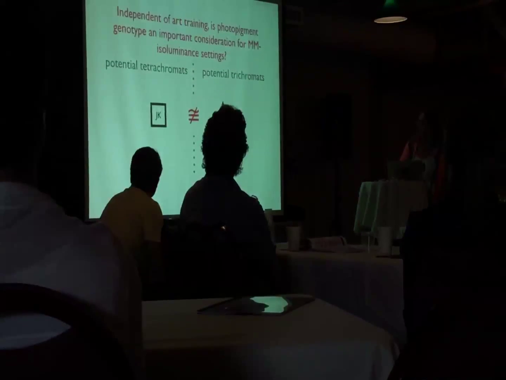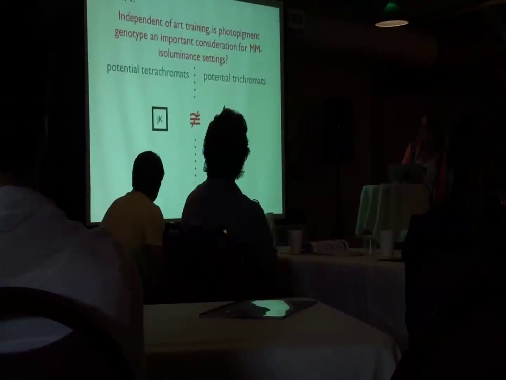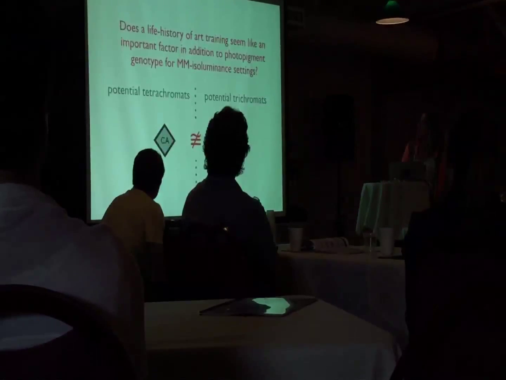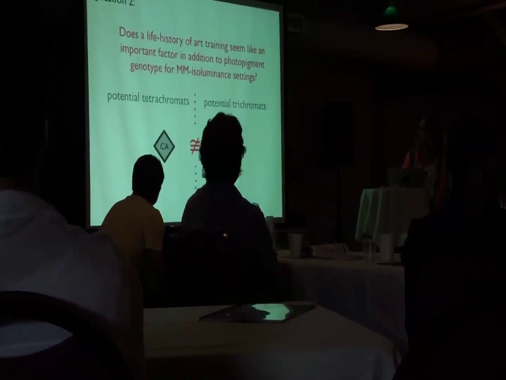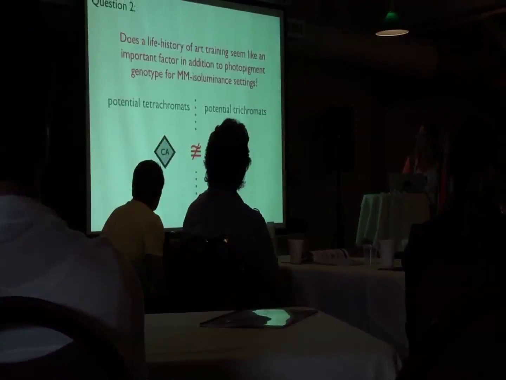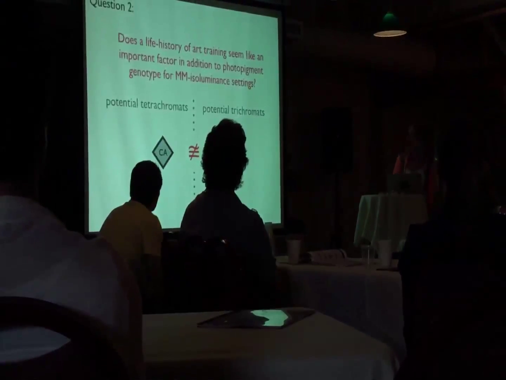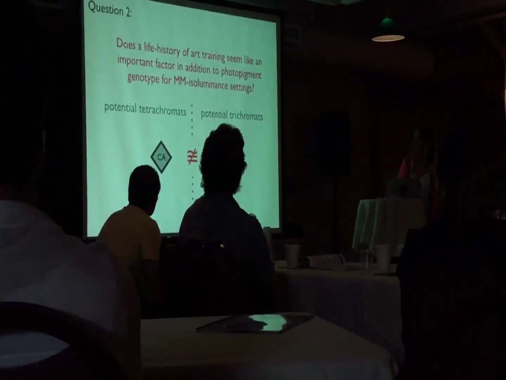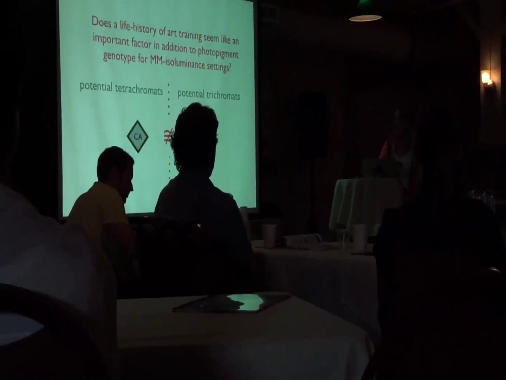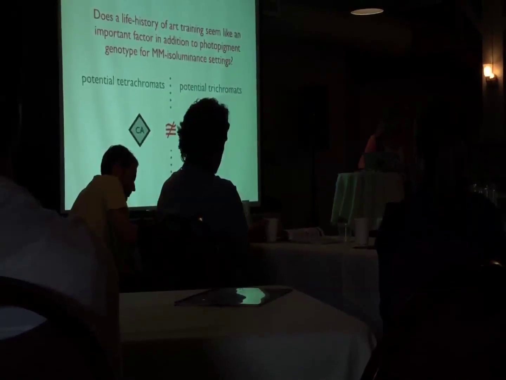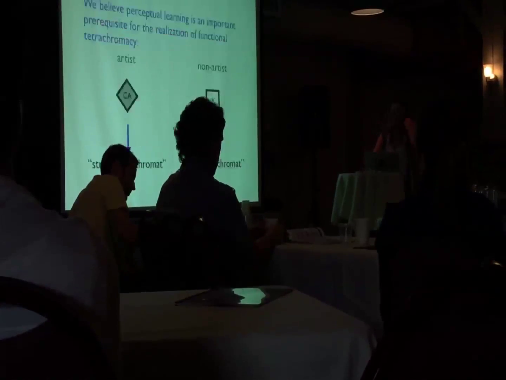So would we find that potential tetrachromats are different from potential trichromats? Second question we can ask is, does the life history of our training seem like an important factor in addition to photopigment genotypes for MM-isoluminance settings? So we can ask whether or not a trained artist who is a tetrachromat looks different from a trichromat who is not a trained artist.